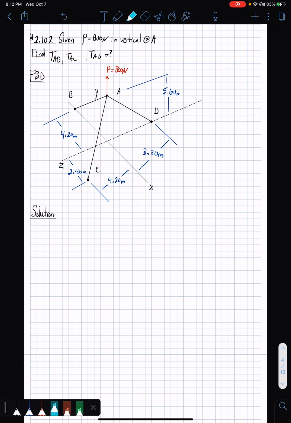The problem states that 3 cables are used to tether a balloon as shown. Knowing that the balloon exerts an 800 Newton vertical force at A, determine the tension in each cable. So we're going to go ahead and jump right into it.